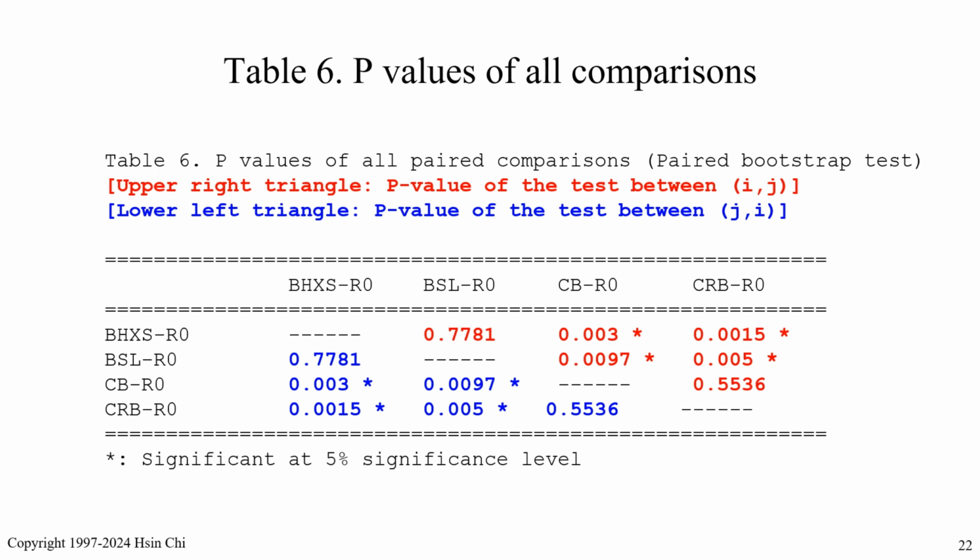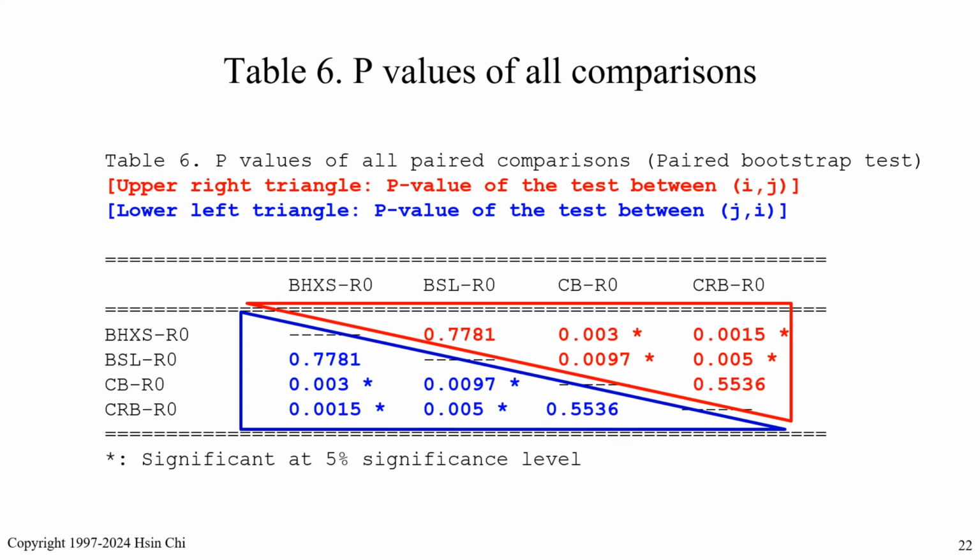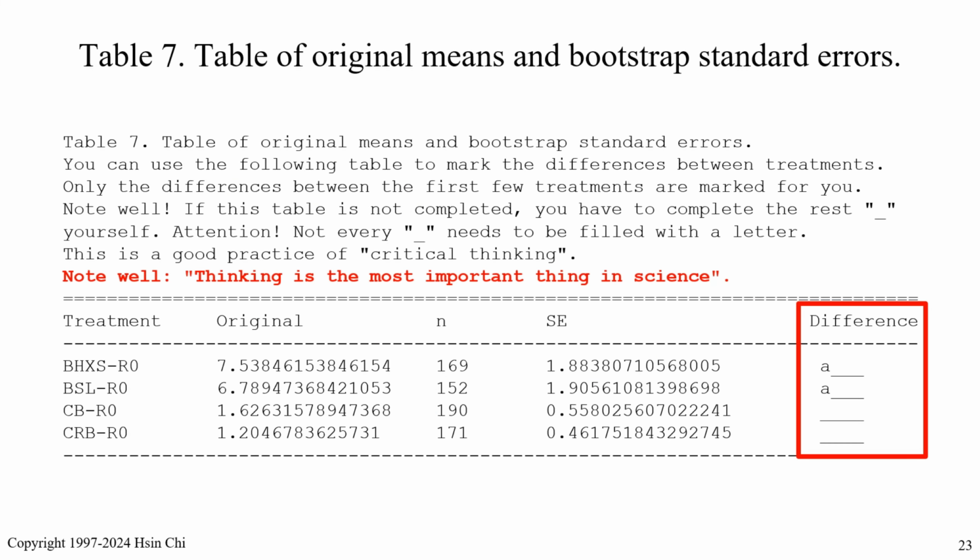Table 6 are the p-values of all paired comparisons. Table 7 contains the original means and bootstrap standard errors of all treatments. You can use the following table to mark the differences between treatments. Only the differences between the first few treatments are marked for you. Note well, if this table is not completed, you have to complete the rest of the blanks yourself. This is a good practice of critical thinking. Thinking is the most important thing in science.